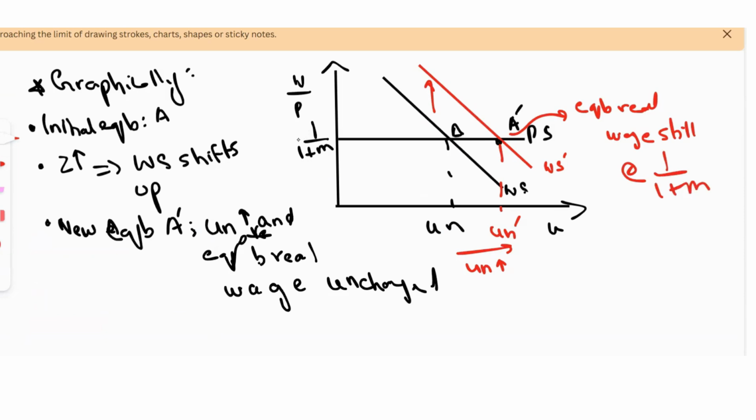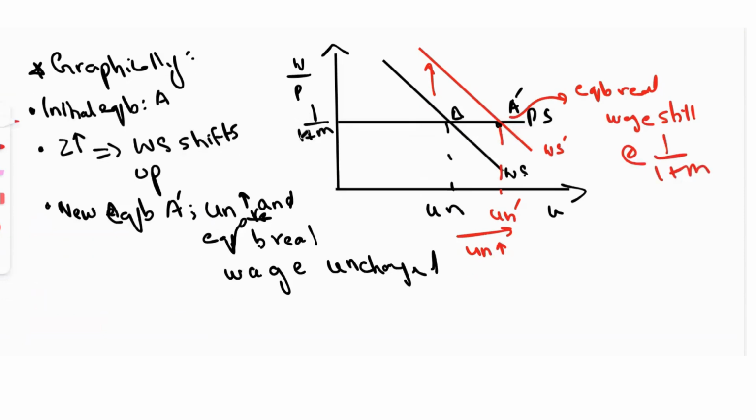So in this way, graphically, we can also show this. The initial equilibrium was at A, and then Z increased, which caused the WS curve to shift upwards. The new equilibrium was at A prime, where UN increased, and the equilibrium real wage is still at 1 by 1 plus mu.